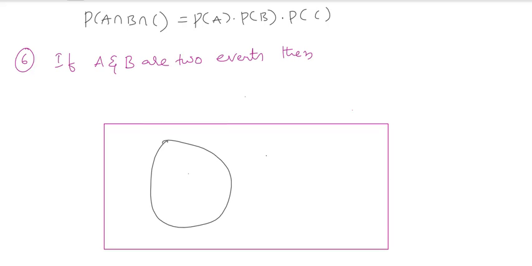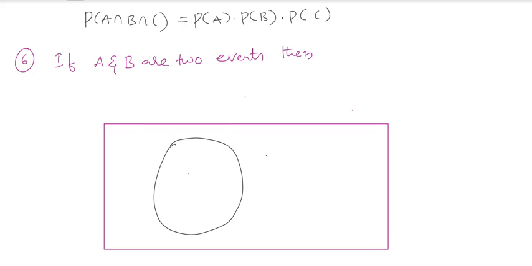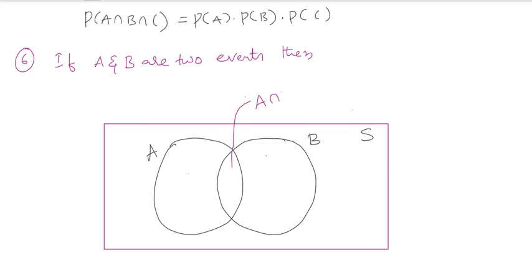This is event A, and one more thing will be event B, which is in the sample space. This is event A and this is event B I'm taking. Can you tell me what this portion is? You know that very well, it is A intersection B.